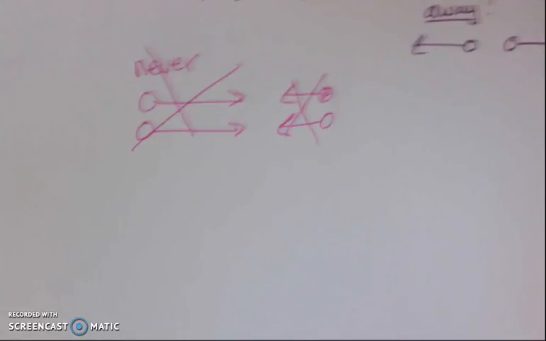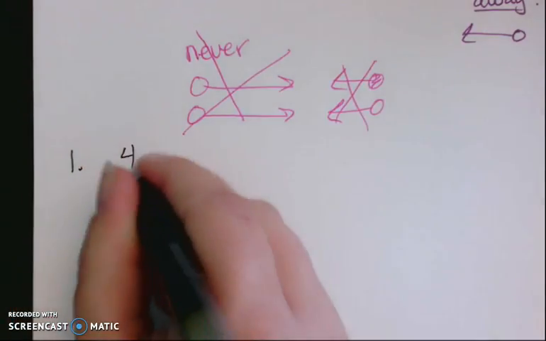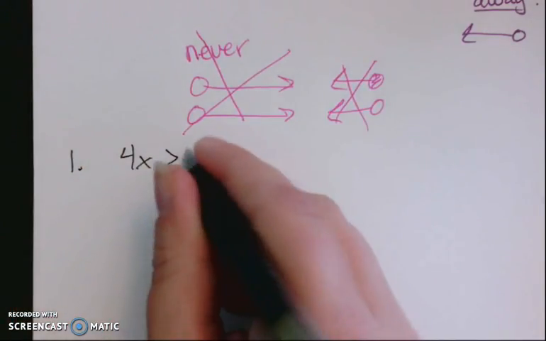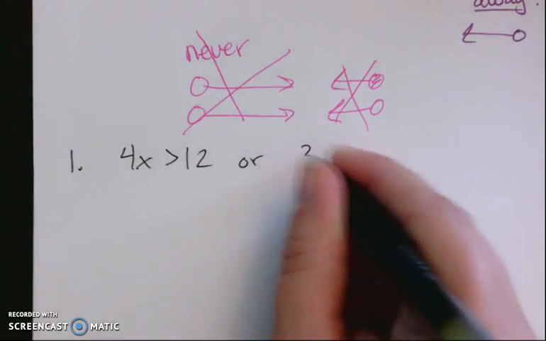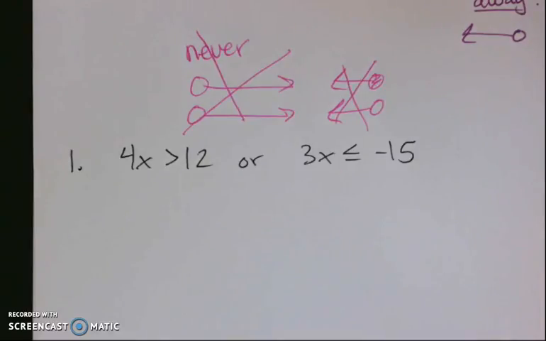So what you're going to do is solve problems like this. So let's just solve some of these. 4x is greater than 12, or 3x is less than or equal to negative 15. So you solve these just like we've been doing all chapter. You're just going to do it separately. So first solve this one.